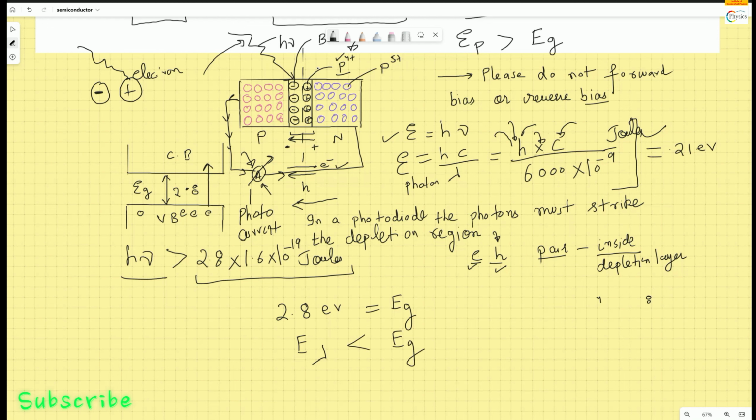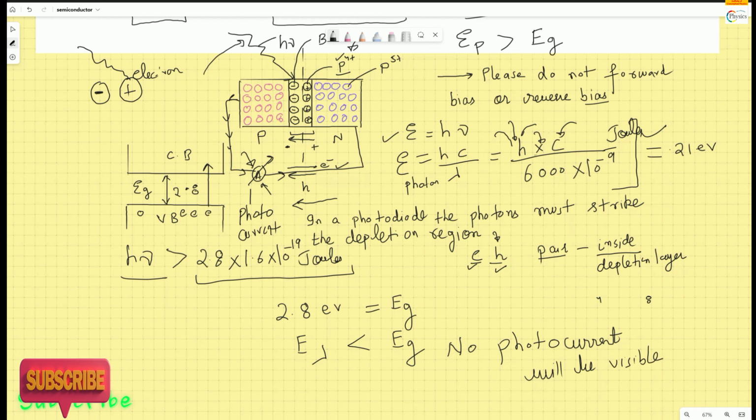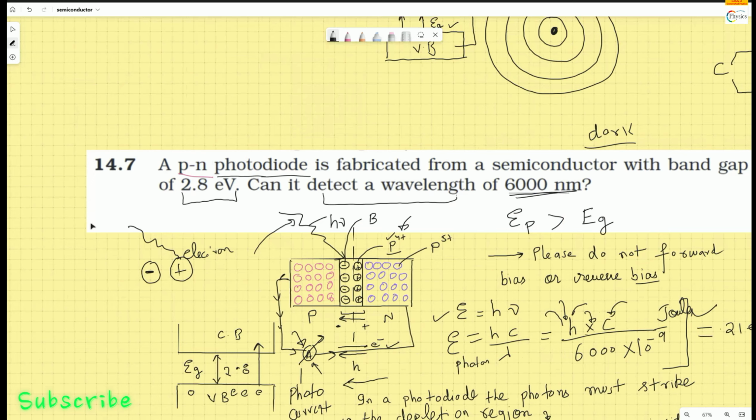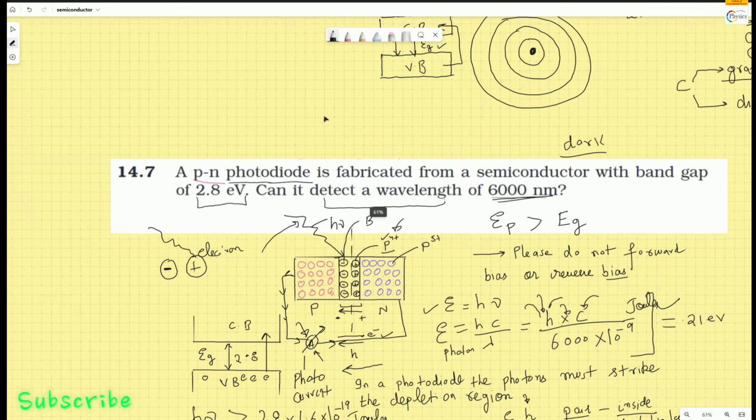I hope this made sense, right? So you will not see any photocurrent. No photocurrent will be visible, right? So the answer is no. If you look into the question from NCERT, can it detect? The answer is no, it cannot.